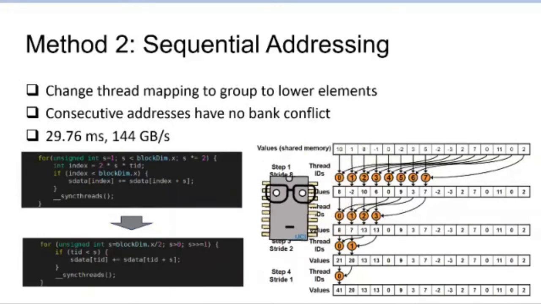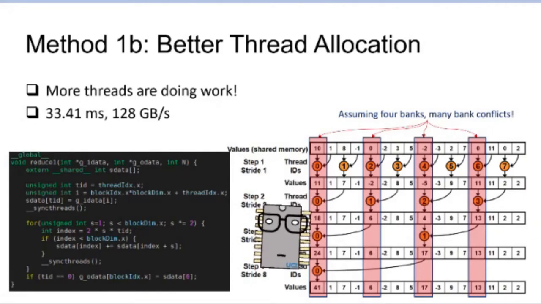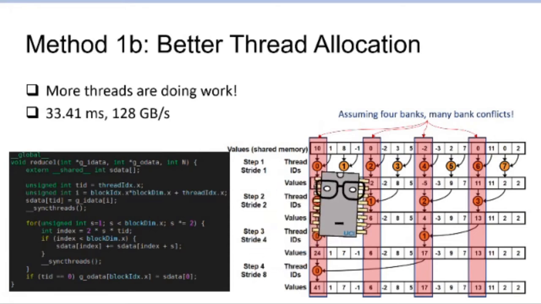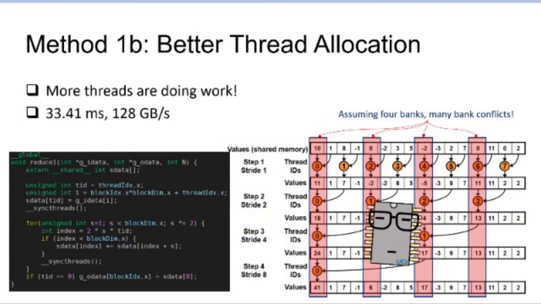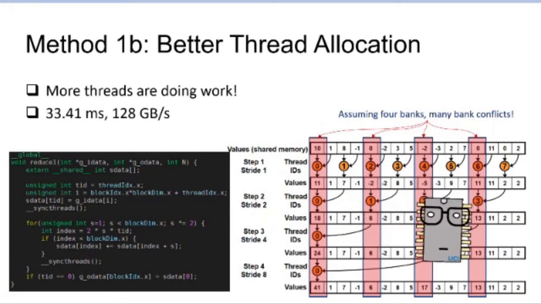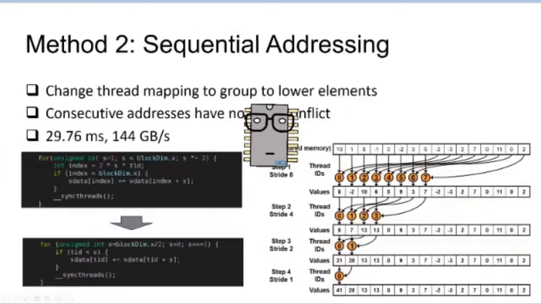As opposed to the previous example, where, looking at iteration 1, 2, thread 0 will be reading from bank 0 and writing to bank 0. Thread 1 is reading from bank 0, writing to bank 0. Thread 2 is reading from bank 0, writing to bank 0. Thread 3 is reading from bank 0, writing to bank 0. Always having shared memory bank conflicts. Compared to that, this method has pretty much gotten rid of the shared memory bank conflicts.